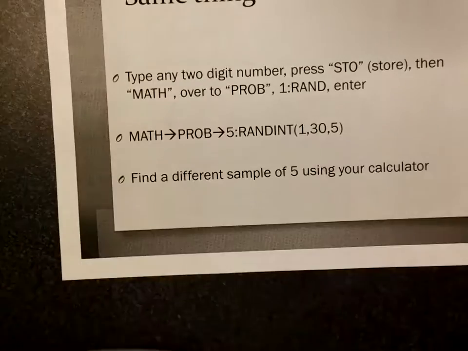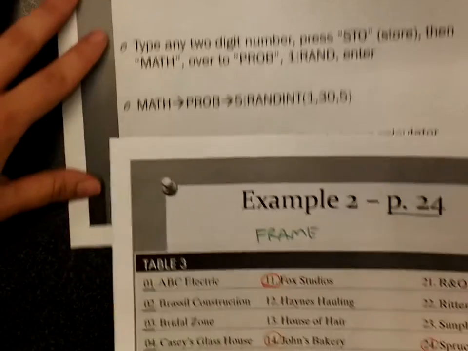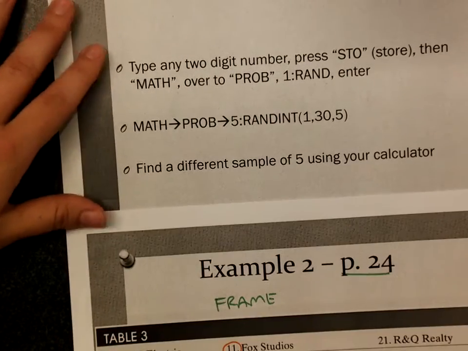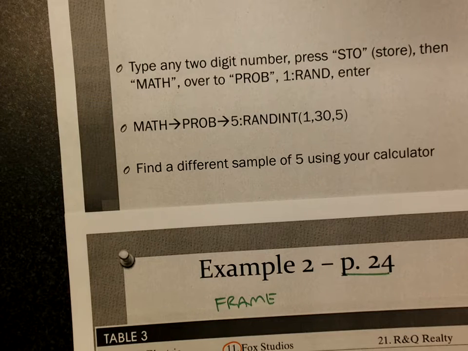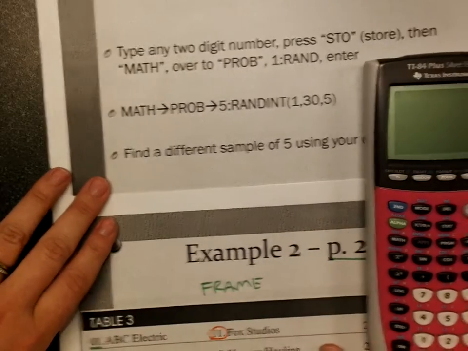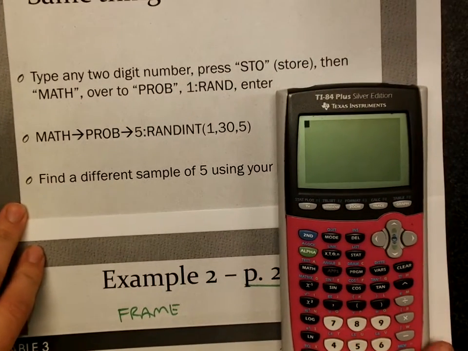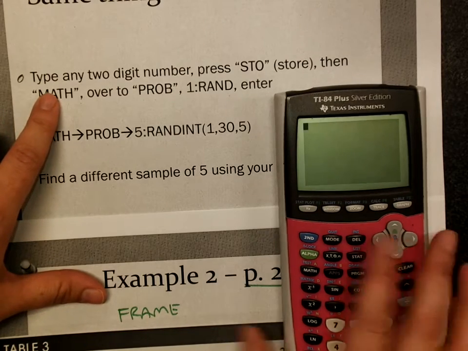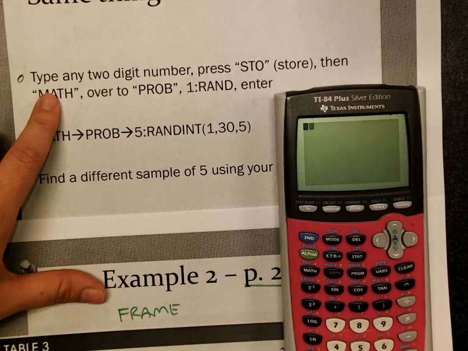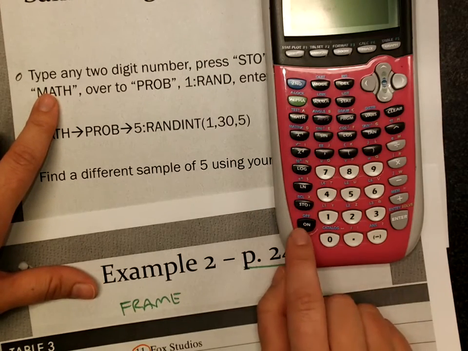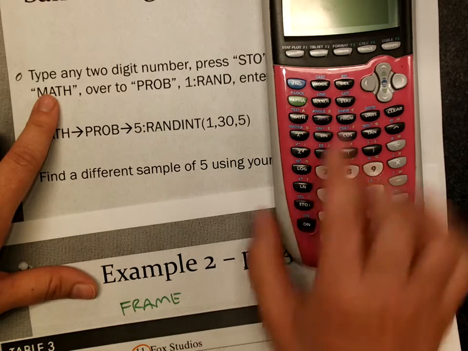Another way to do the same thing is to use the calculator. We don't really need to use the calculator, but I do want to show you that it is an option. In your homework, you'll be using the random digit table, but there is a way to do this in a TI-83 or a TI-84 calculator. Hopefully you can see mine okay. So it says to type any 2-digit number and press the store key. So I'm going to pick a 2-digit number, any number is fine. The store key is right above on, STO.